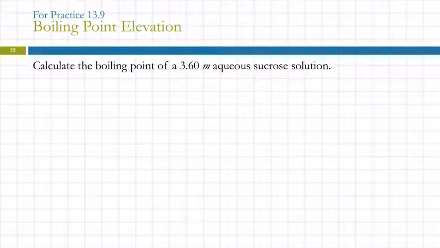Calculate the boiling point. I'm not going to do this one because we're all tired. It's the same idea. Here you've got 3.6 molal. You look up the boiling point elevation constant. You multiply them. That's the change. You add it to the boiling point. Done.